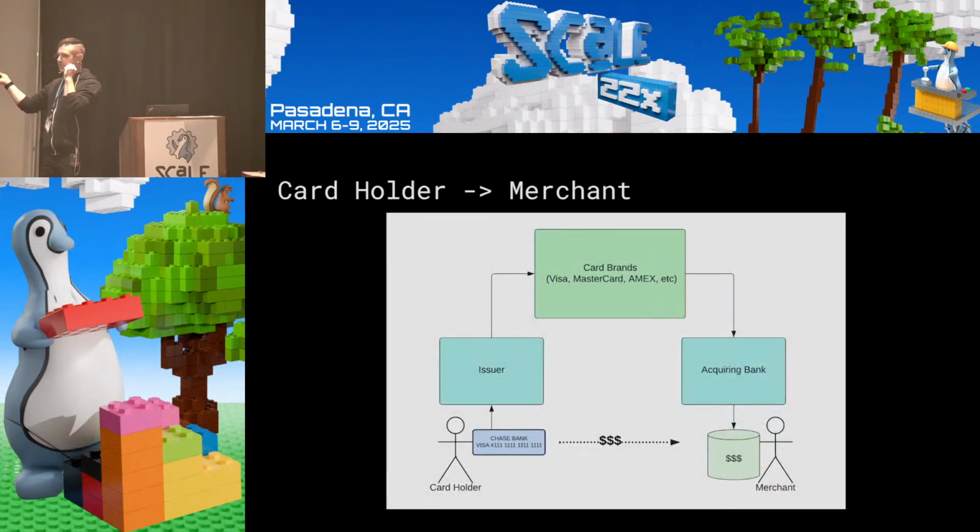Continuing with the overview of credit cards. This is a diagram showing the relationship between the cardholder and the merchant, facilitated by the card brands moving money from the issuing bank to the acquiring bank.